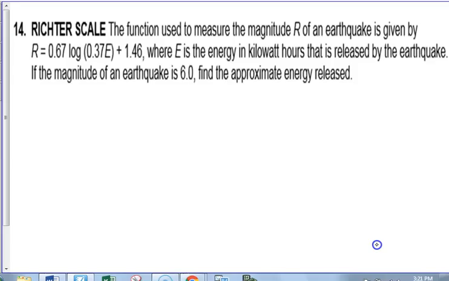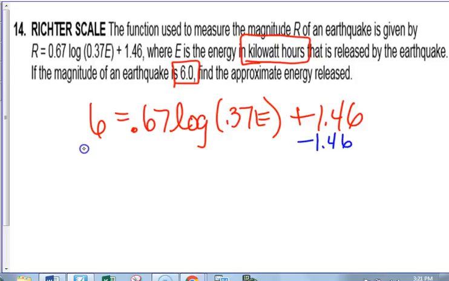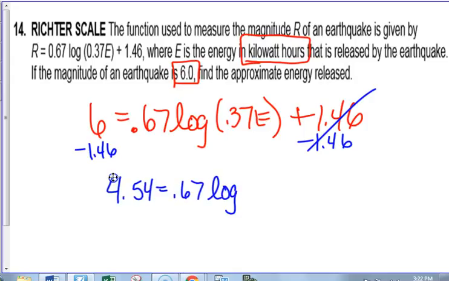Okay. Richter scale question, the function used to measure the magnitude R of an earthquake is given by this crazy formula where E is the energy in kilowatt hours that is released by the earthquake. The magnitude 6 is going to go in for the R. 0.67 log of 0.37E plus 1.46. Algebra 1. Subtract. Last period, they all wanted to divide first. Now what? Now divide.